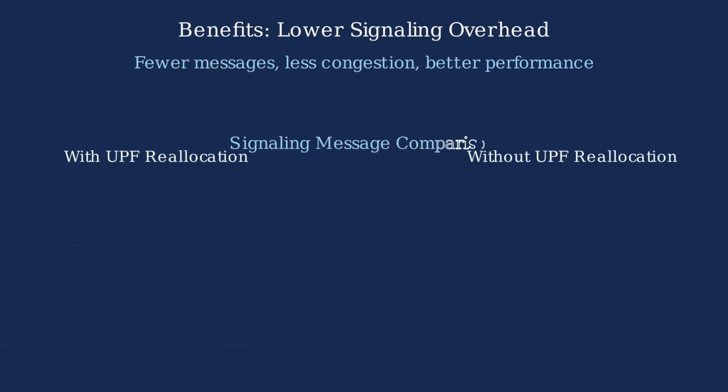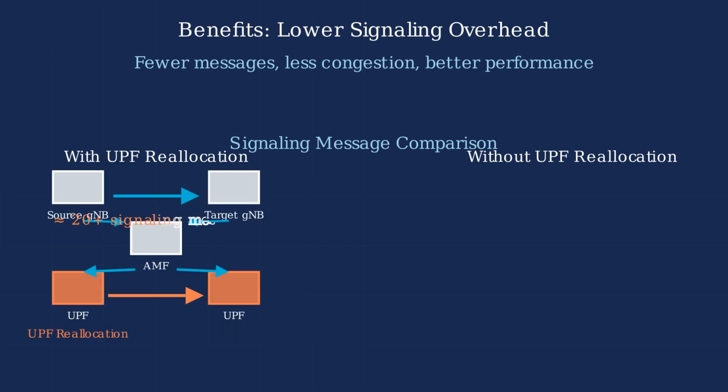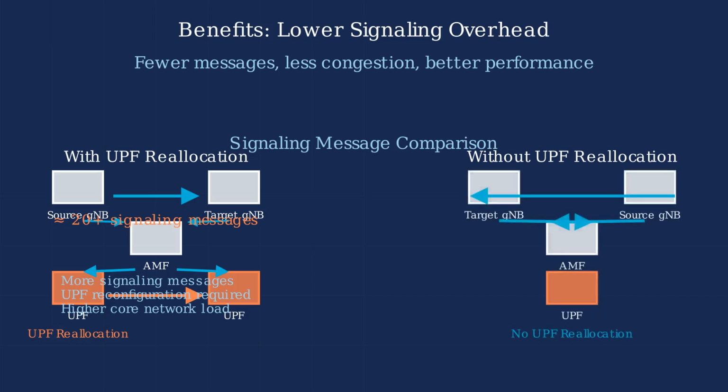XN-based handovers without UPF reallocation significantly reduce the number of signaling messages compared to handovers that require UPF reallocation. When UPF reallocation is needed, the procedure requires approximately 20 or more signaling messages, including complex session transfers between UPFs. In contrast, handovers without UPF reallocation need only about 12 signaling messages, eliminating the need for UPF reconfiguration steps.